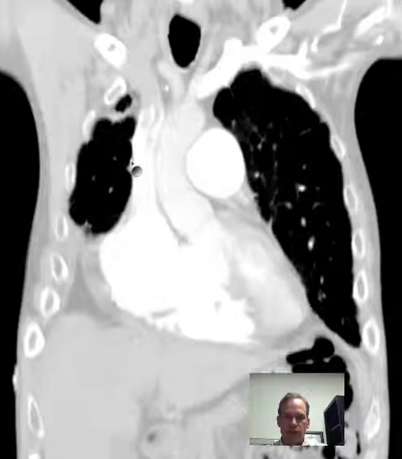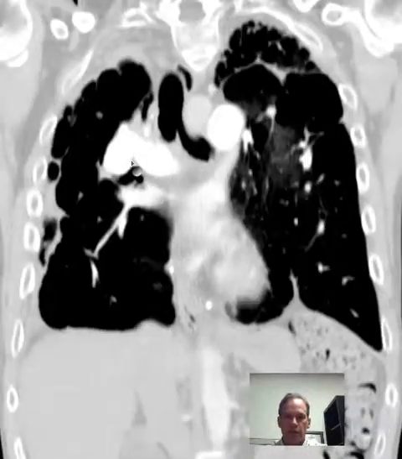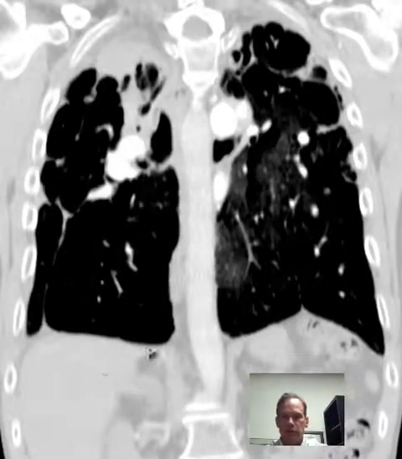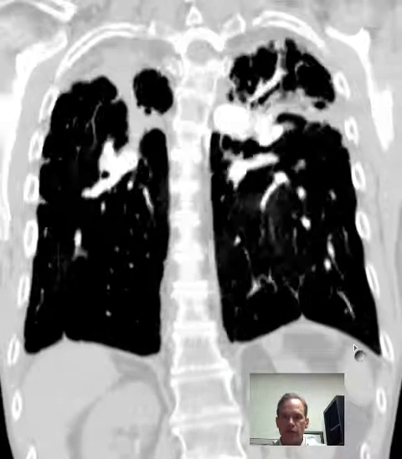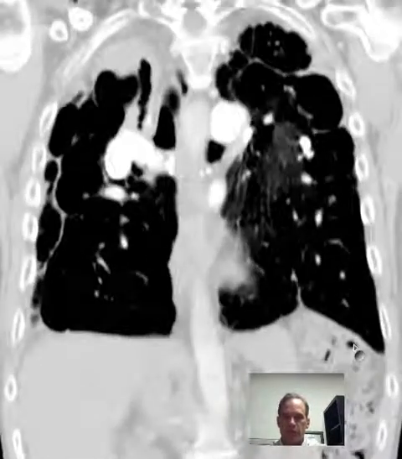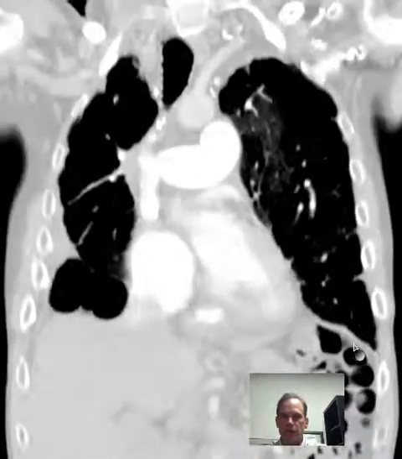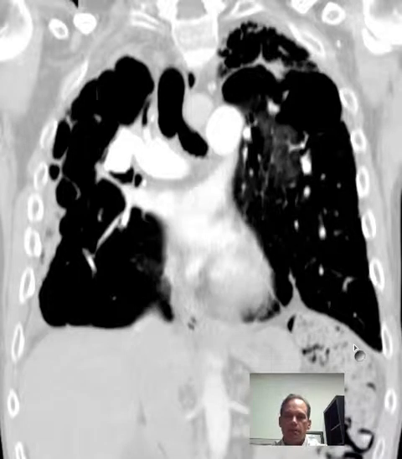And let me just point out on the coronal image another finding of COPD, and that is that the diaphragms tend to get flattened. The lungs become somewhat hyperinflated, and the diaphragms start losing their nice curvature, their nice arch. So flattening of the hemidiaphragms is a characteristic finding of COPD.